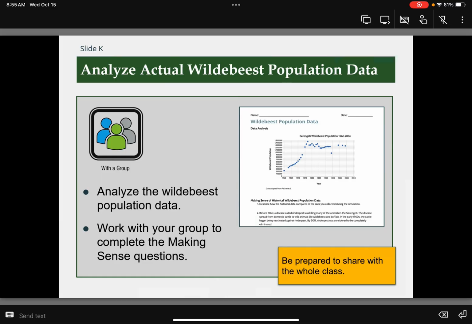So, we are going to start our analysis of this population data. We're not going to get finished today because we only have about 10 minutes left in class, but we are going to get started on that. There might be another graph I need to print for you guys.